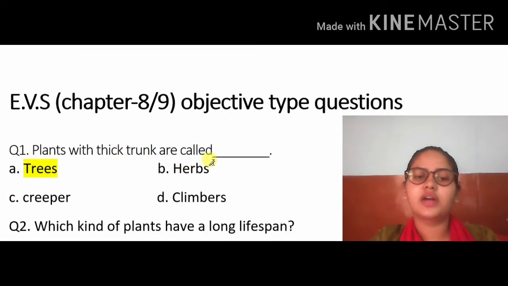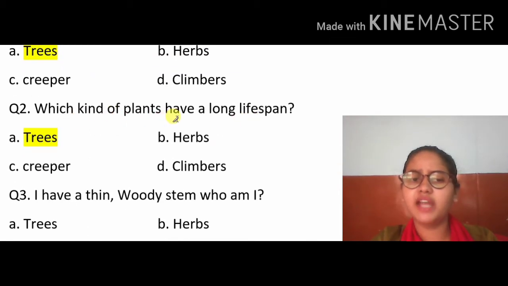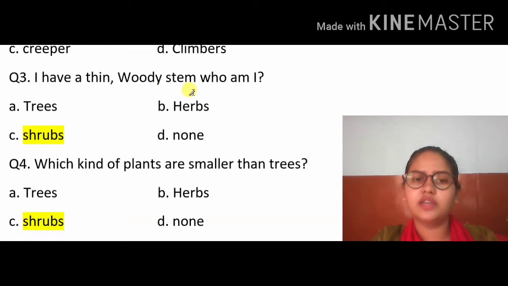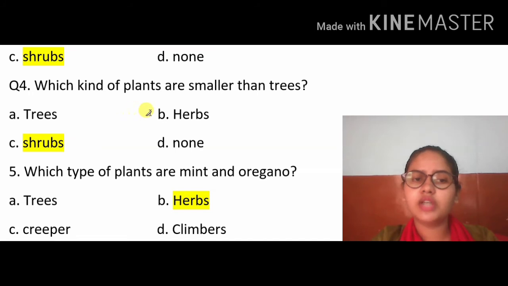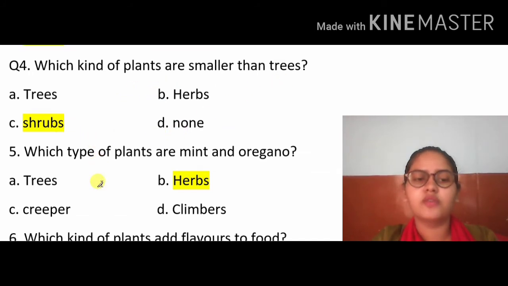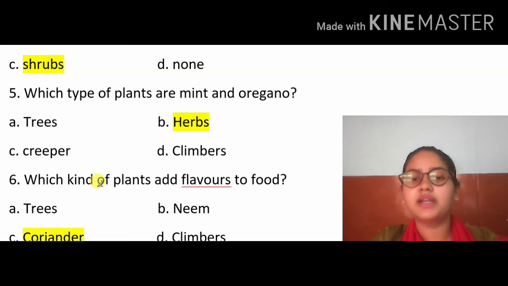Plants with thick trunk are called dash. What are they called? Trees. Which kind of plants have long lifespans? Trees. I have a thin woody stem. Who am I? Shrubs. Which kind of plants are smaller than trees? Shrubs.